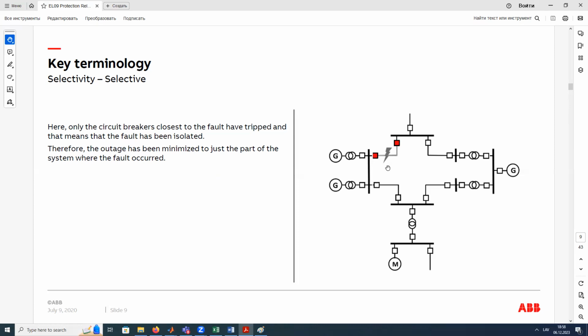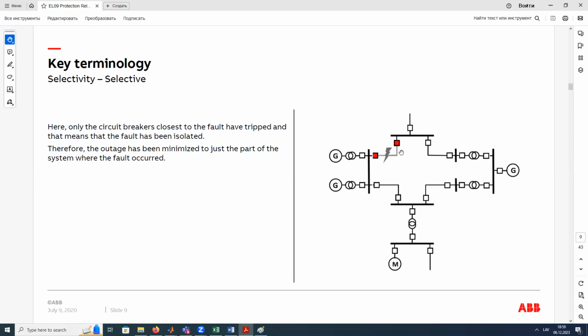In this case, we need to disconnect the faulted unit from the network. In this case, it is this line. We need to disconnect only this line when we have a fault, to save all the rest of the network. Relay protection devices that protect all the units in the network, all generators, transformers, lines, buses, and so on, should operate in such a way that only this line will be disconnected.